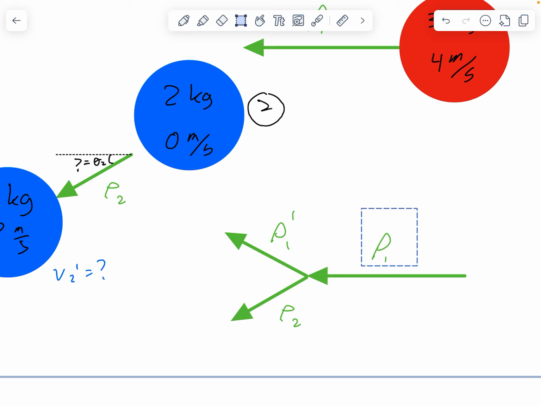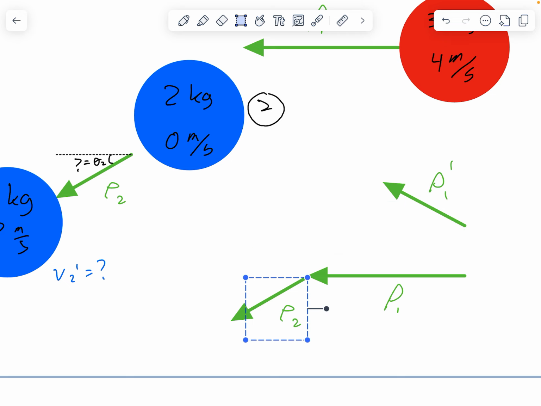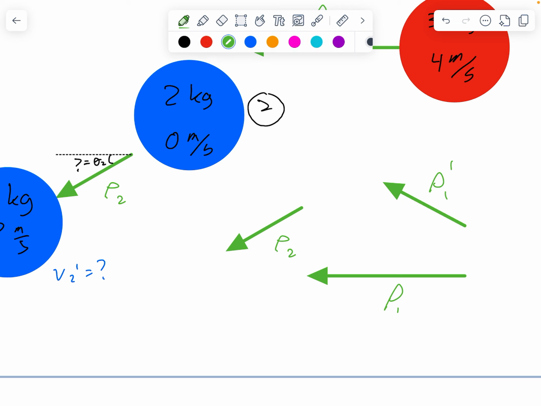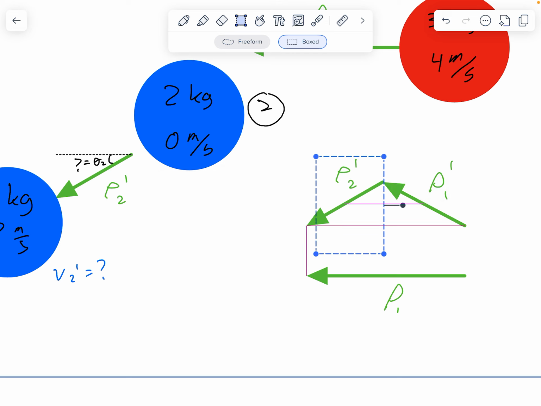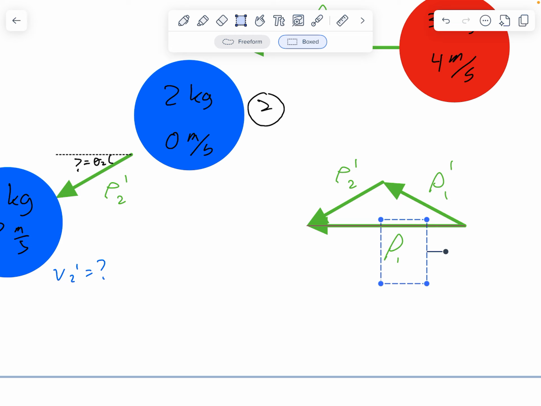All right, so if I compare the before to the after, this is after, and so is this. My little prime got cut off, sorry about that. Let me put the little mark on there: rho 2 prime, rho 2 prime. Anyways, if I take these two vectors, the way that I add vectors is tip to tail. If I add together the momentum of 1 after and the momentum of 2 after, conservation says those two things should add up to the momentum before. So really this is just a conceptual picture for conservation of momentum, because momentum is a vector.